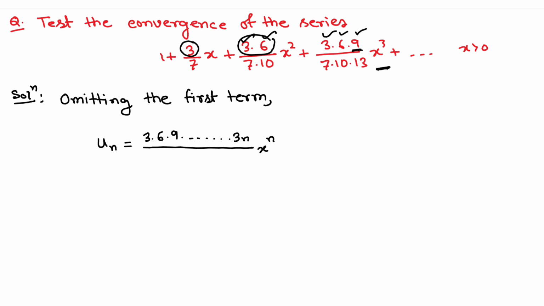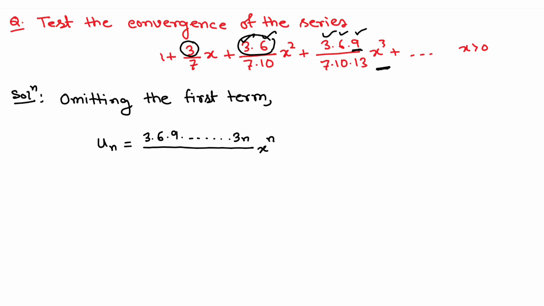Clear? Now you can verify. When u1, that means n equals 1, the numerator will be 3. Okay, I am just writing the numerator. When n equals 2, that means u2, the first term into n equals 2, so 3 into 2, 6. Yes, it is satisfied. Now for n equals 3, the first two terms into 3, 3 into 3, that means 9. Yes, it is satisfied. So the numerator is correct.